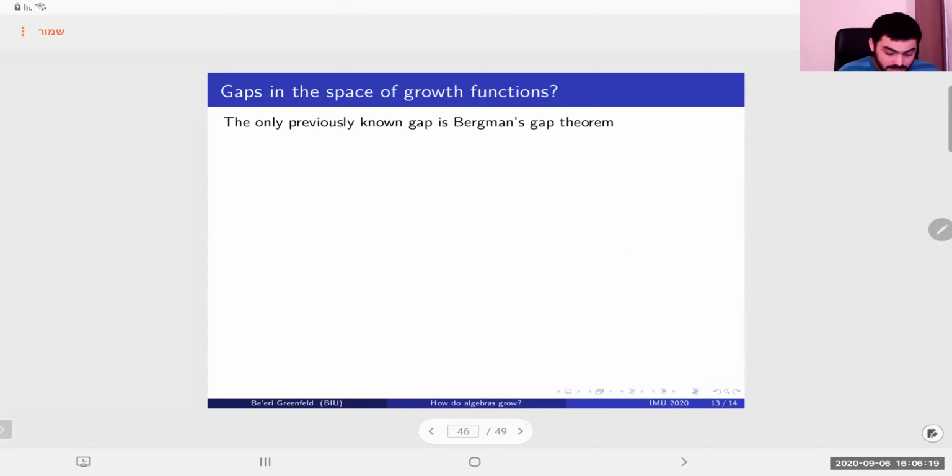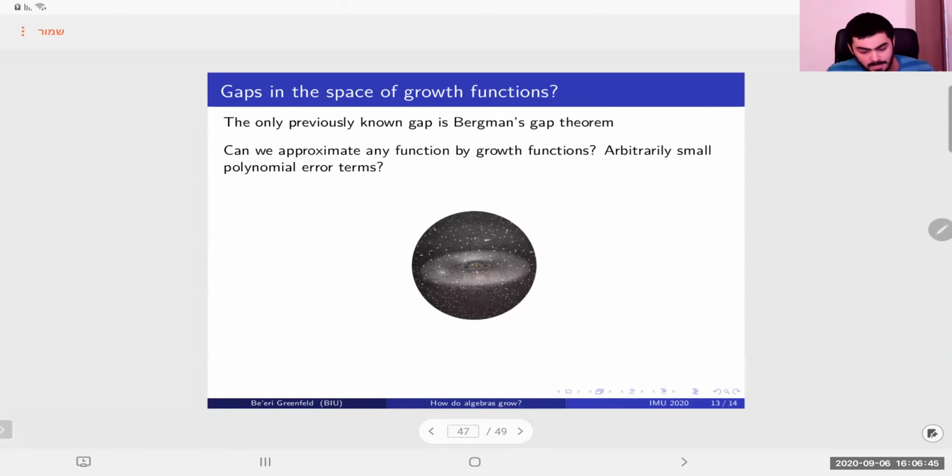And just to conclude, as far as I know, this is the first example of gaps in the space of intermediate growth functions of algebras. The only non-trivial gap I know about growth of algebras is Bergman's gap between linear and quadratic growth rate. But it is, of course, not about intermediate growth functions. And this gives the hope that maybe, well, not every function is equivalent to the growth function of some algebra, but maybe we can approximate them.